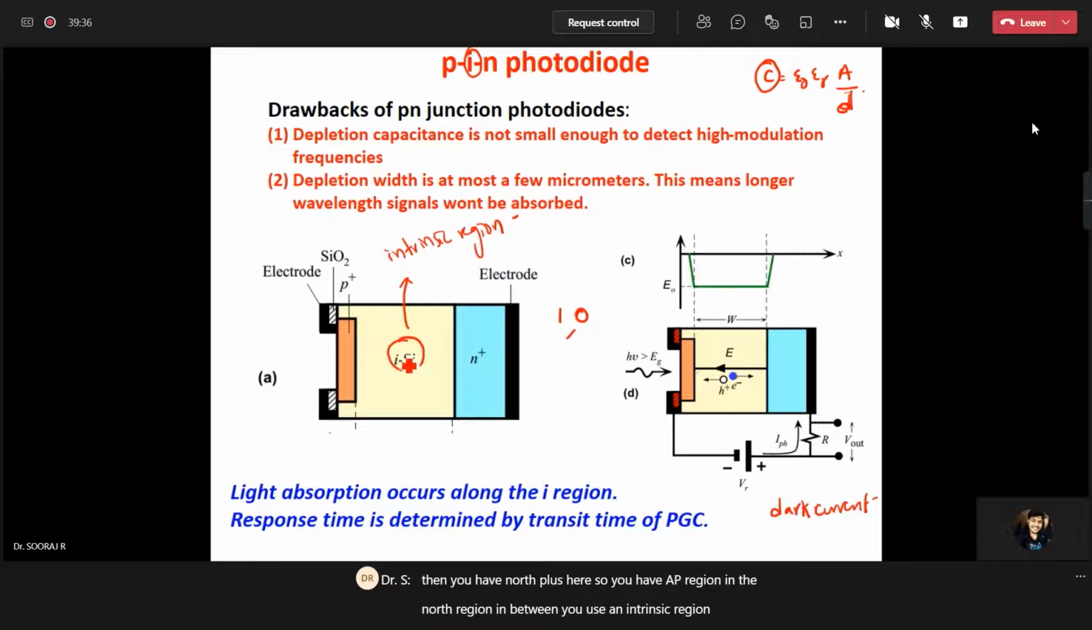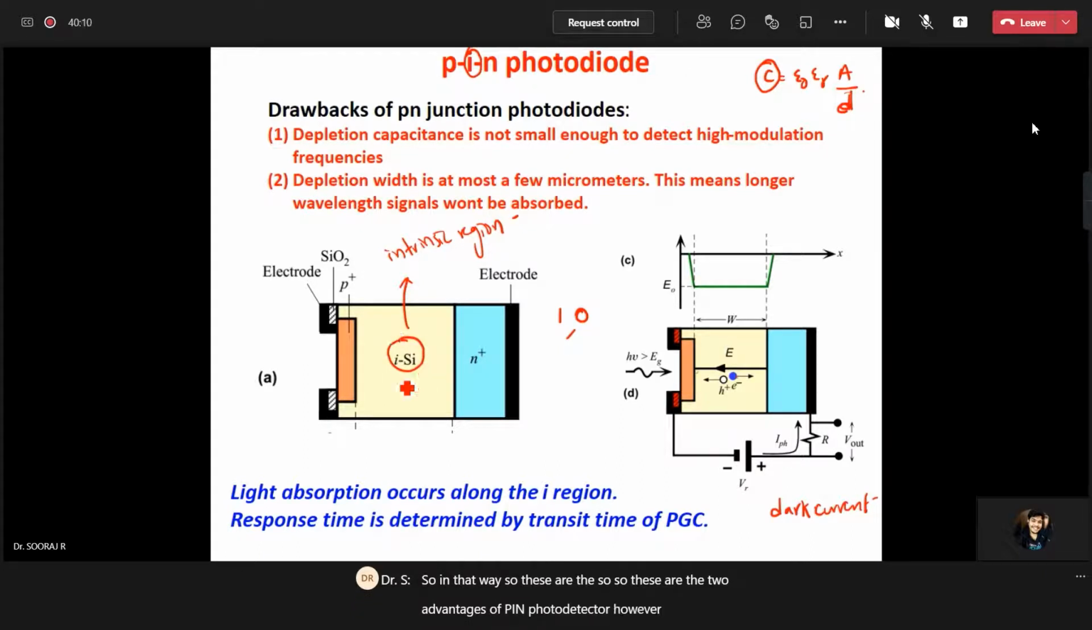This very thick intrinsic region does two functions. One is that it can minimize the device capacitance. The other is that it is the region where the electrons and holes are generated, or in other words, this is the region where the light is usually absorbed. So if you have a larger intrinsic region, it can absorb more light. So these are the two advantages of the PIN photodetector.